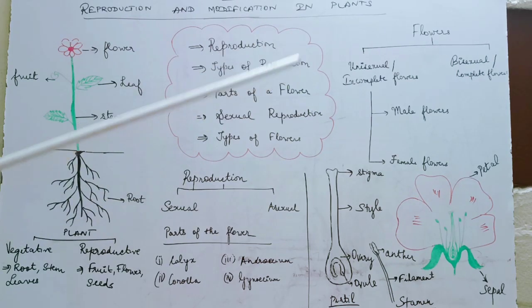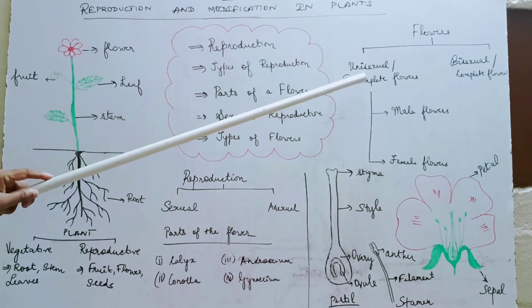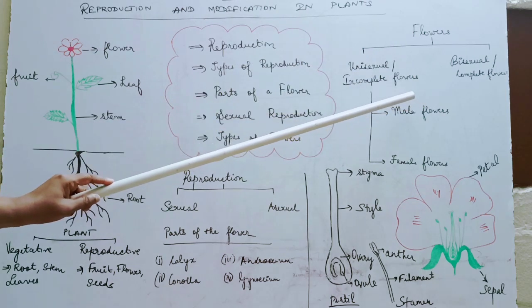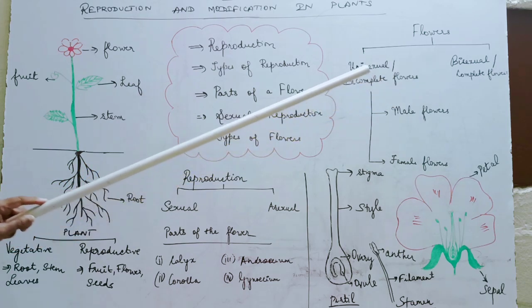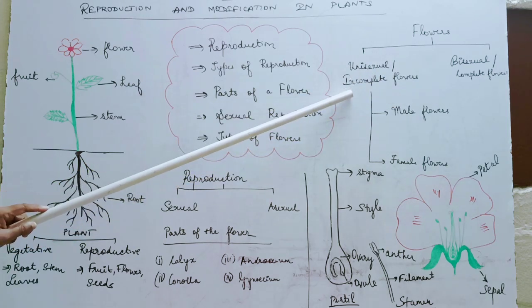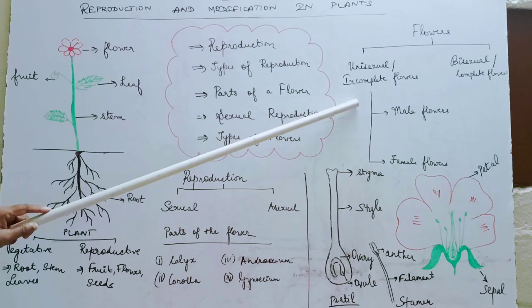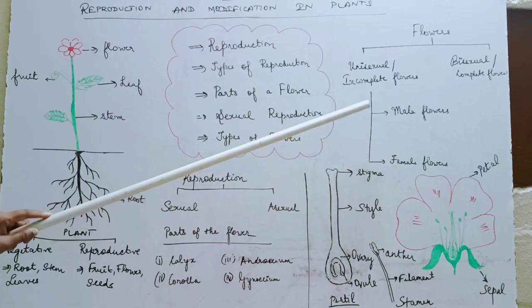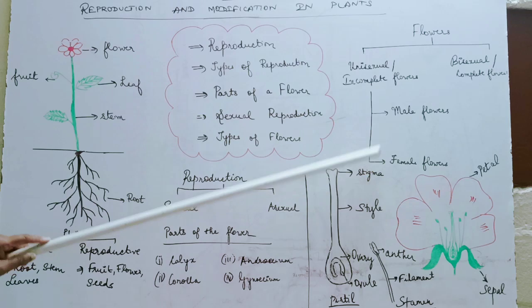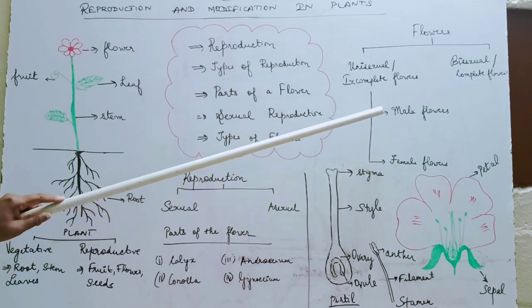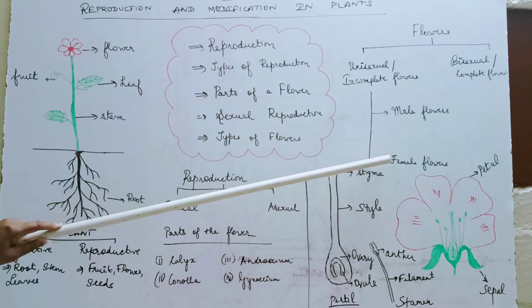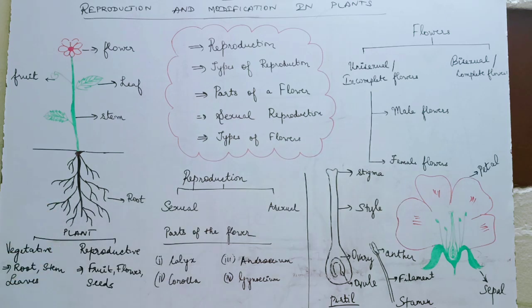There are two types of flower: unisexual flower and bisexual flower. Bisexual flower is a complete flower. Unisexual flower is an incomplete flower. This incomplete flower is divided into two categories: male flower and female flower. Presence of androecium is the male flower. Presence of gynoecium is the female flower.